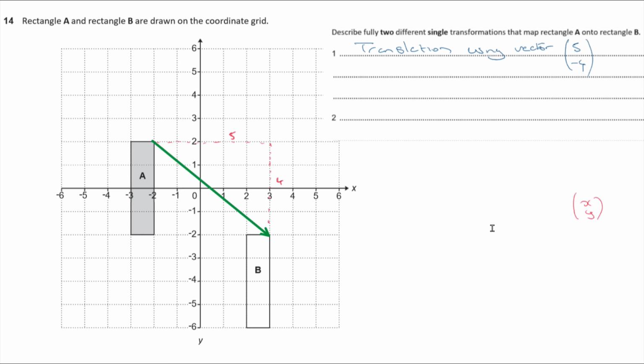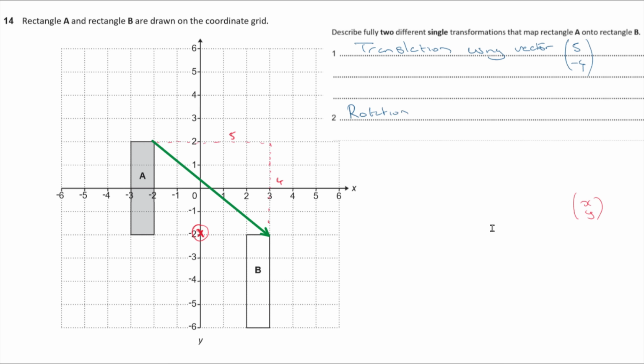We could say it is a translation. Now, the other thing that we could do is we could rotate it. We could rotate it around this point here. If I rotated it 180 degrees around this point here, it's going to end up again on top of B. So my second type of transformation is a rotation.